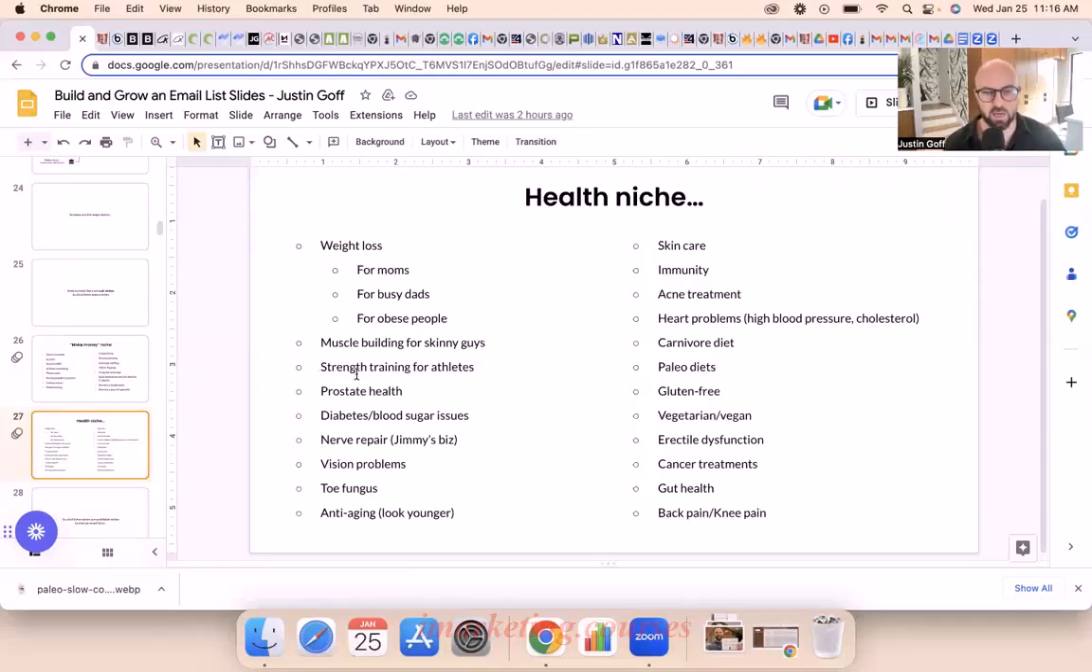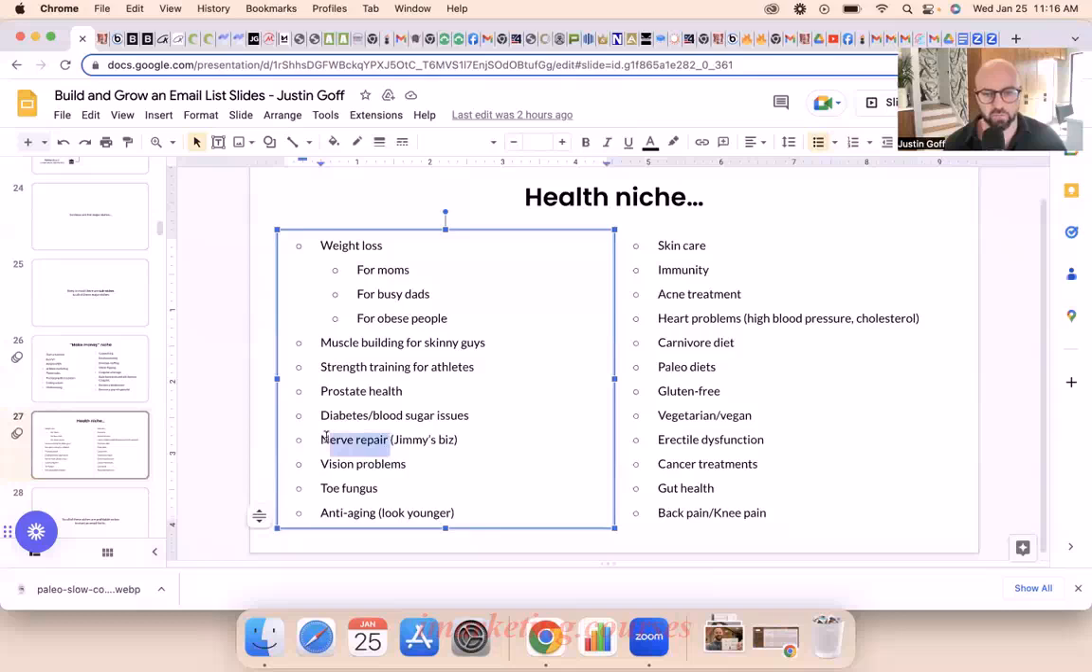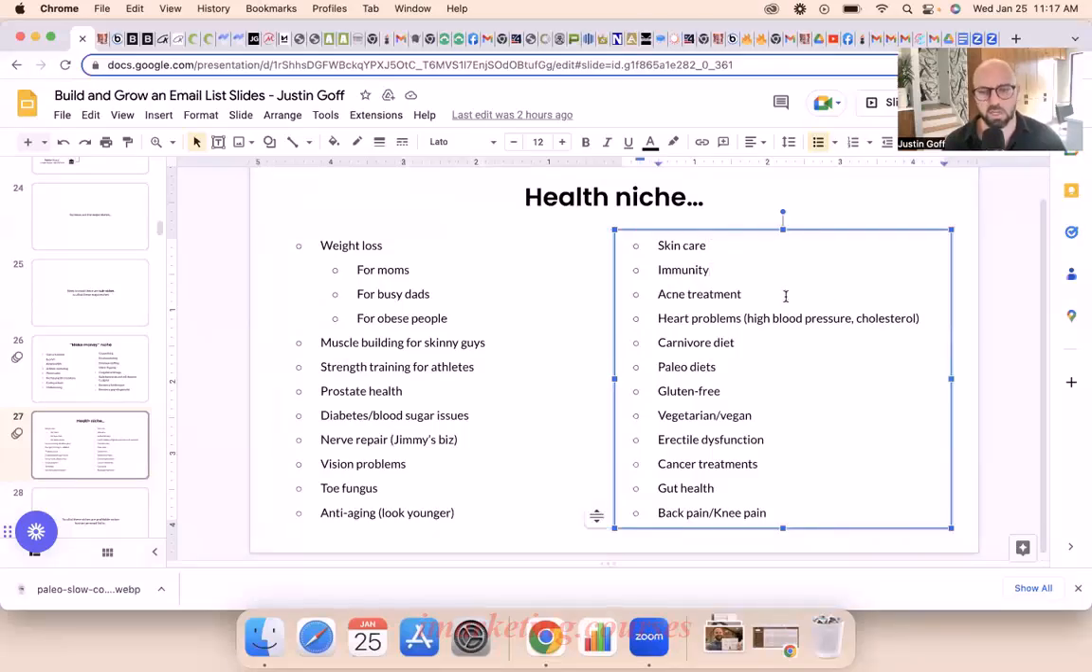Muscle building for skinny guys, strength training for athletes, prostate health, diabetes, blood sugar issues, nerve repair. My buddy Jimmy has a business that literally all they do is nerve repair type products, and I think they do $15-20 million a year. Vision problems, toe fungus, anti-aging. I'm not gonna go through all these, but you can see tons and tons of sub niches in the health niche. So tons of options out there for what you can do.